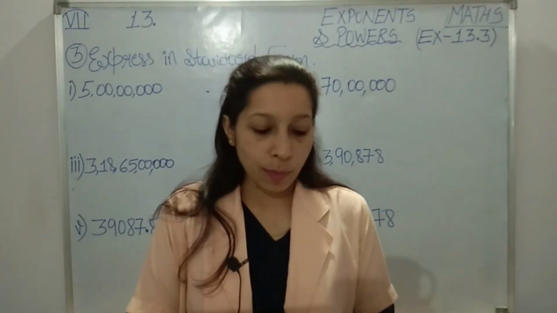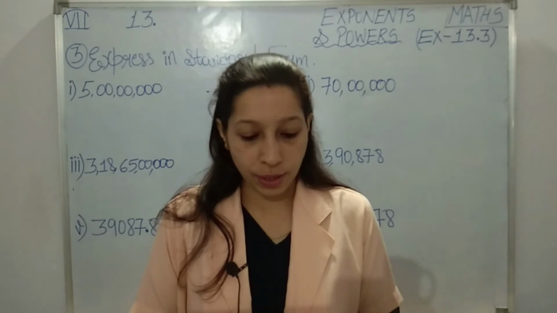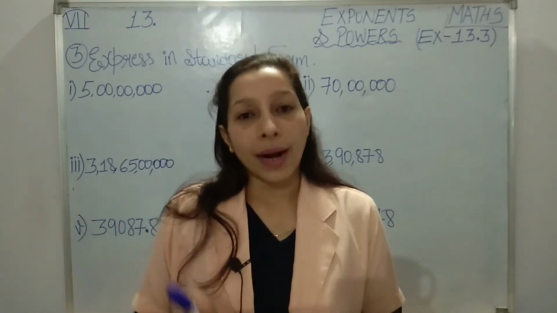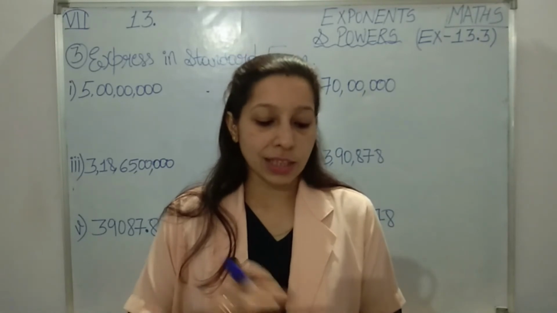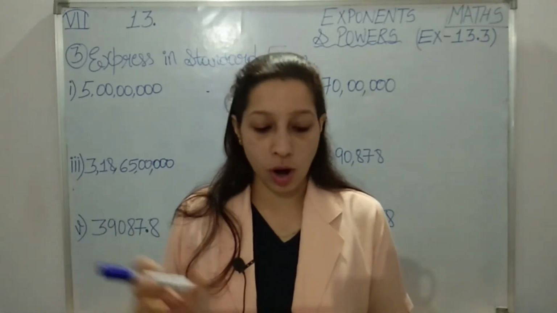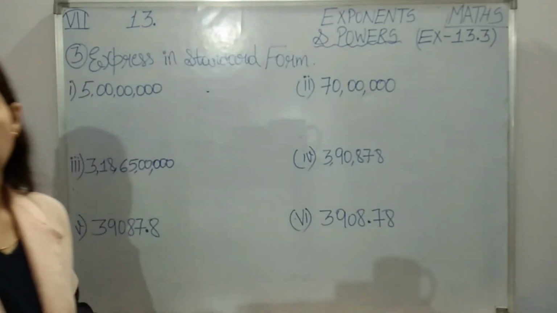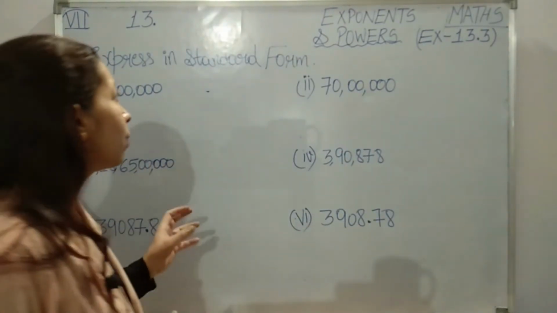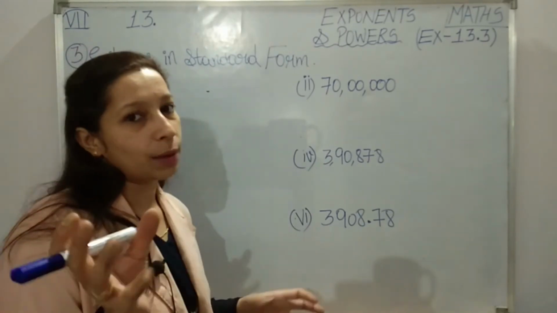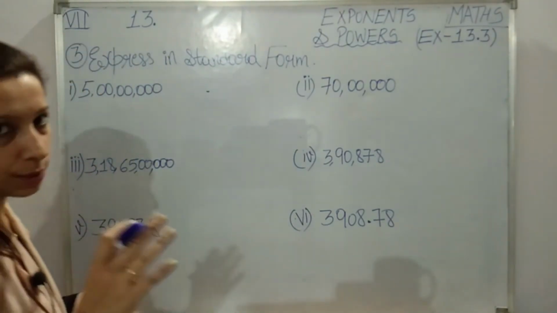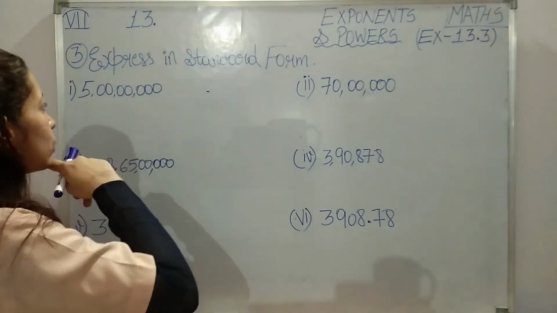Any number can be expressed as a decimal number between 1.0 and 10.0, including 1.0, multiplied by a power of 10. Such a form of a number is called standard form. Okay, underline this. Now let me explain you also. Students, whenever we show a number in multiplication with the power of 10, that means we are writing it in standard form, and that number can be a decimal number also.